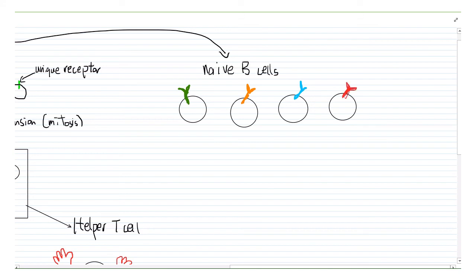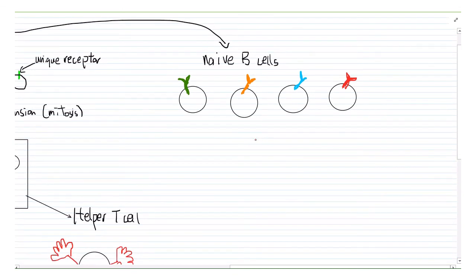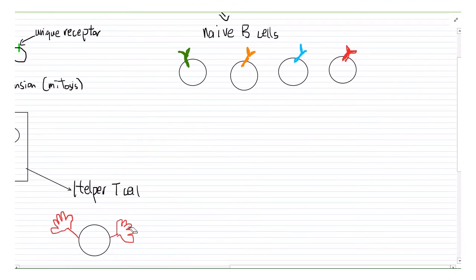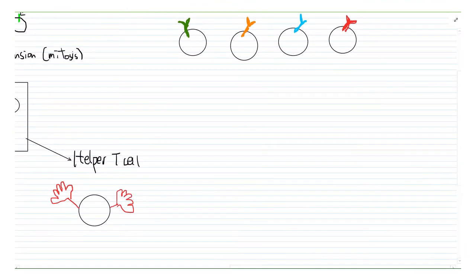Of course it's possible that you might not have the right naive cells for the infections that you're experiencing. In those cases, you're just going to take longer to recover from the illness, right? You're going to have to wait for the body to eventually create that particular naive cell by chance. And so what happens is the helper T cell is going to activate these naive B cells.